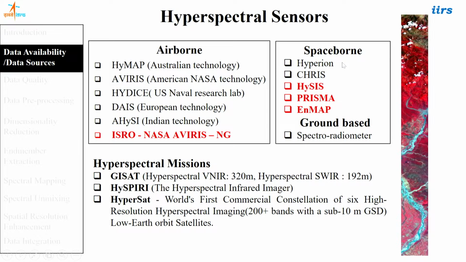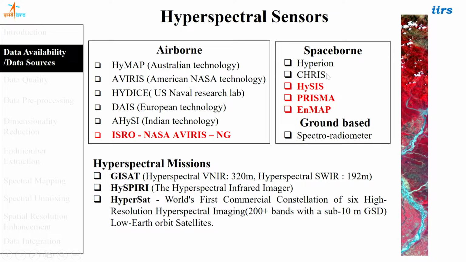Coming to spaceborne data, Hyperion is there, one of the popular sensors which was launched in 2000, and it was just following Landsat 1 minute behind Landsat, so that the data can be captured in equal geometric and atmospheric conditions.